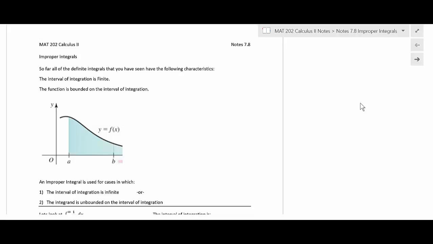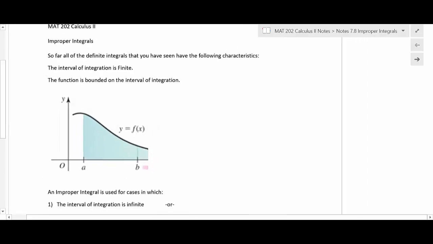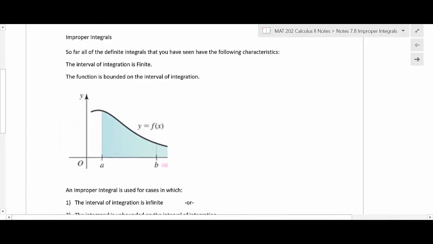Okay, so here's the idea. You've done lots of integrals now. You've learned all kinds of integrals. And so what we're going to be looking at now is the idea of an improper integral. And there's really two things we look at. Generally, what you guys have always done is the interval of integration has been finite.